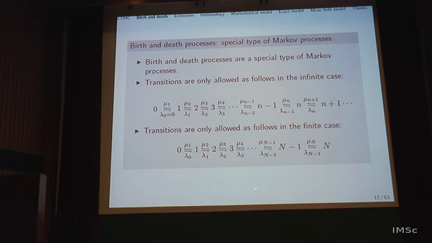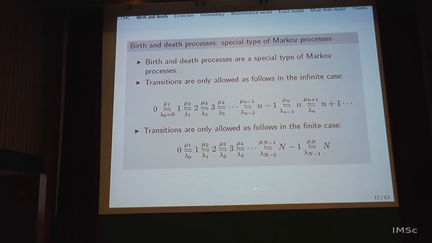So I can only jump from state n to n minus 1, and that's a death, of course, because if I have a population of n individuals and in a very small time interval I have a death, I go down by 1 with rate mu n, and I can go up 1 with birth rate if I have n individuals and there is, for example, an event which is a cellular division. I increase my population by 1 and I end up in n plus 1.